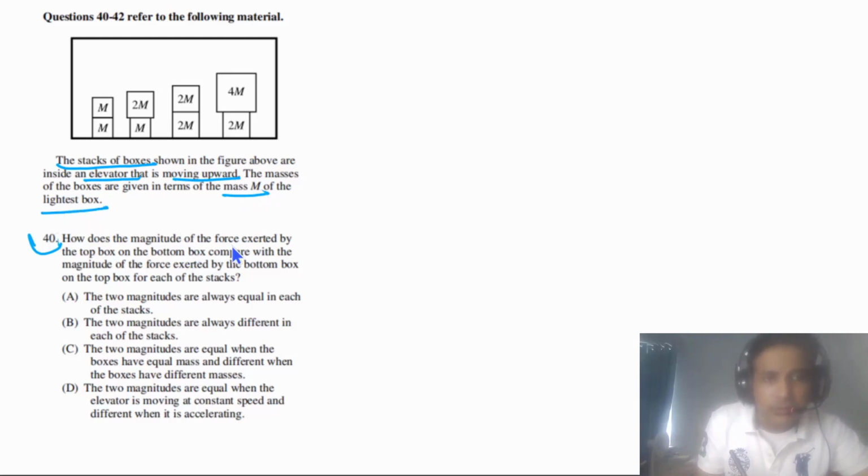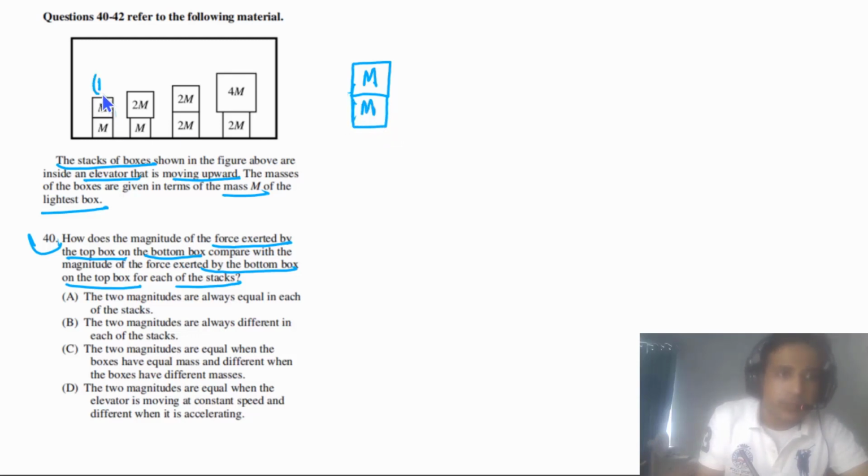How does the magnitude of the force exerted by the top box on the bottom box compare with the magnitude of the force exerted by the bottom box on the top box for each of the stacks? So in this case, first of all, we can simply imagine we have a block M, and we also have another block that also has mass capital M, as given in figure 1, in this arrangement.